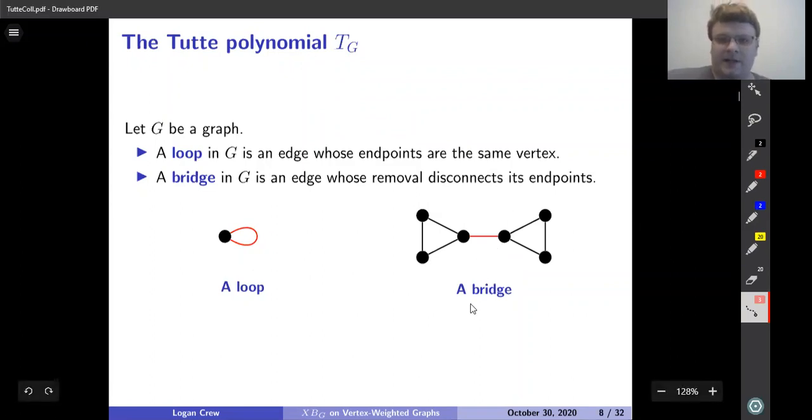On the other hand, the opposite is a bridge, which is an edge whose removal will disconnect its component. In this particular graph, that red edge is the only bridge. Every other edge could be removed without disconnecting it, but not that one. So it's the opposite. You have to have it, and removing it completely changes the connectivity.